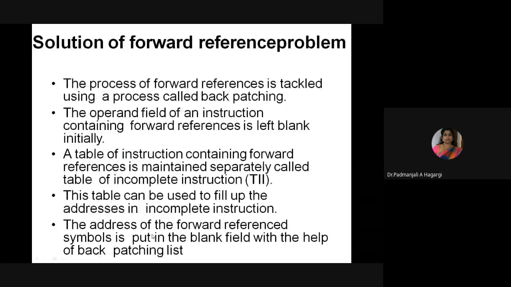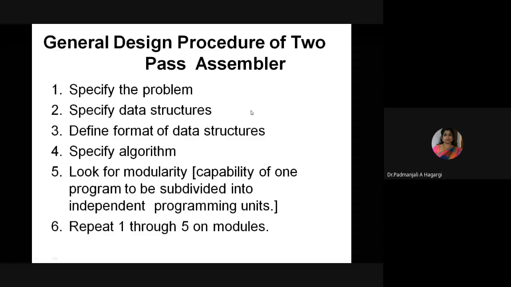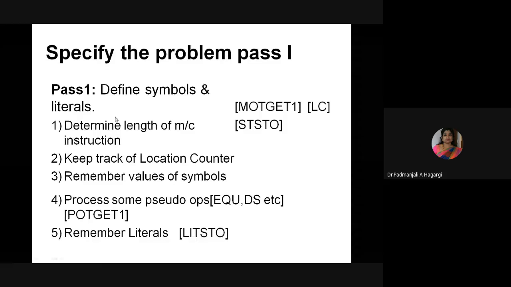So the general design procedure of two pass assemblers: specify the problem, specify the data structures, and define the format of the data structures. Also specify the algorithm and look for modularity, the capability of the program to be subdivided into independent programming lists. And this is repeated. So in pass one, it determines the length of the machine instruction, and we need to learn by heart what it does in pass one and pass two. We need to remember this.